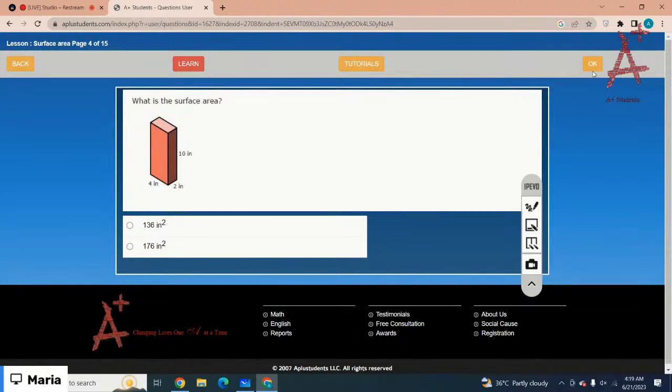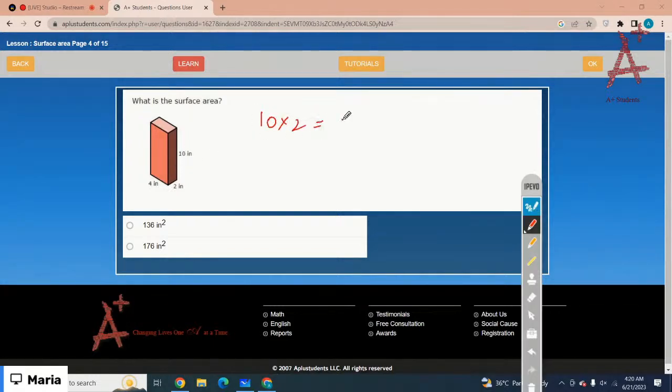So which is the correct option? Okay, let me just calculate the surface area of the given shape. Just look at this face. It would be 10 times 2. The other face also has the same, 10 times 2. Now just look at this one, 4 and 10. It would be 10 times 4, that is 40, and 10 times 4, that is 40.